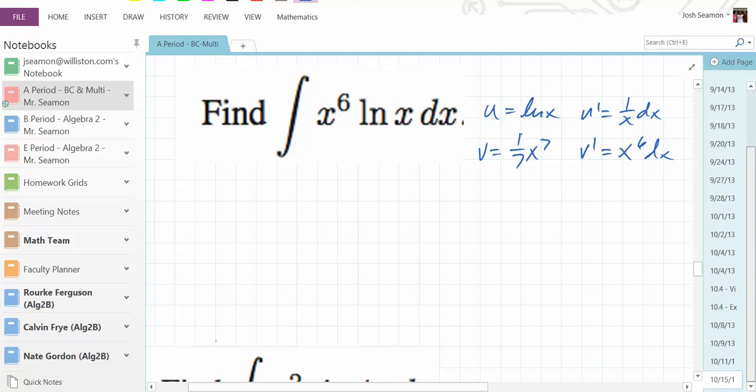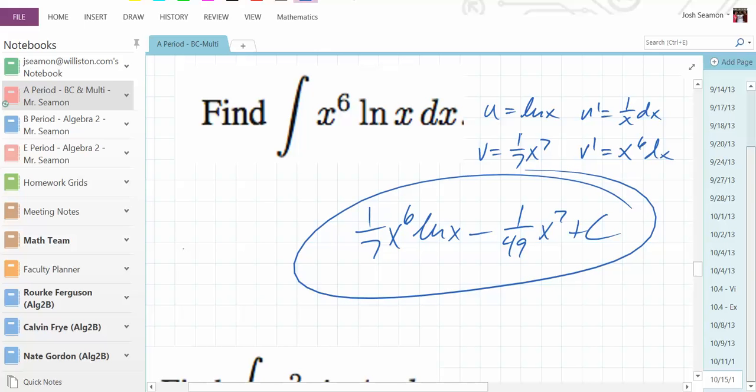If you do this out, it cancels really, really nicely. Well, kind of nicely. And you end up with, anybody have a final answer? 1/7 x to the 7th ln x, minus 1/49 x to the 7th, plus C. Oh, to the 7th, thank you. Yep, plus C.